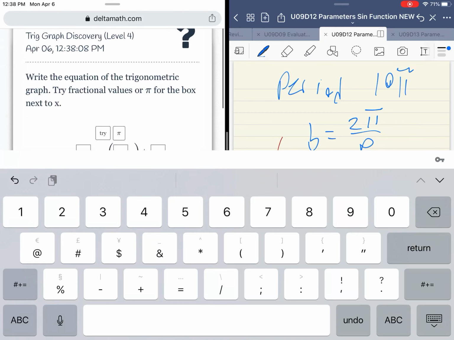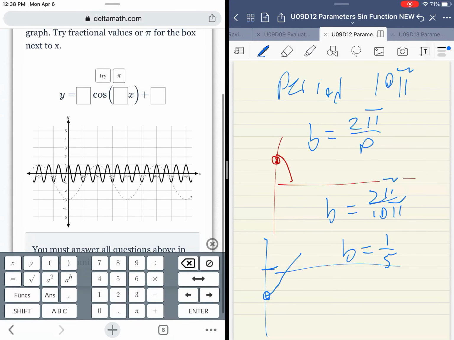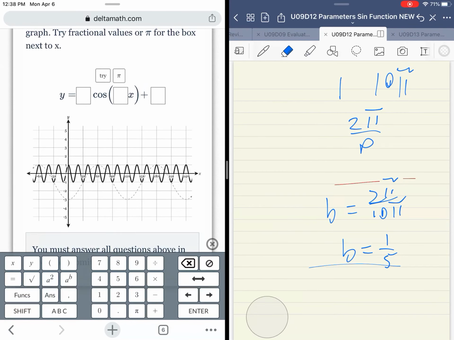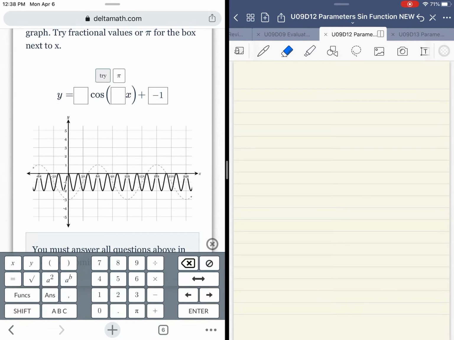This time it says, try writing fractional values or pi. So these are the ones where it's a little harder to calculate the period or the frequency. So let's take a look at what we have here. Firstly, our graph appears to have moved down 1 unit, so let's move it down 1. That's the midline. Also, the graph appears to be upside down, so we're going to have a negative a value. Put in a negative here. Appears to have an amplitude of 2, so we're going to make it -2.